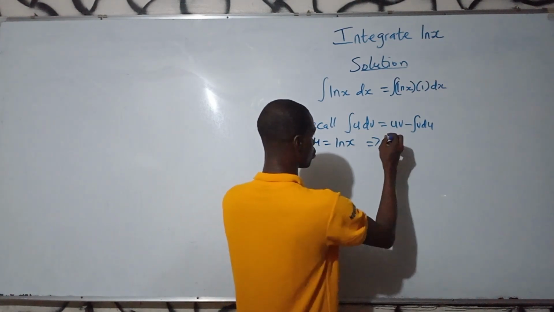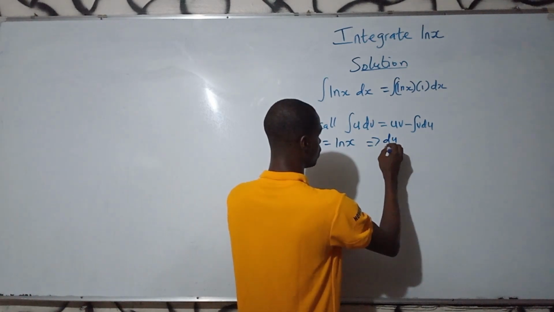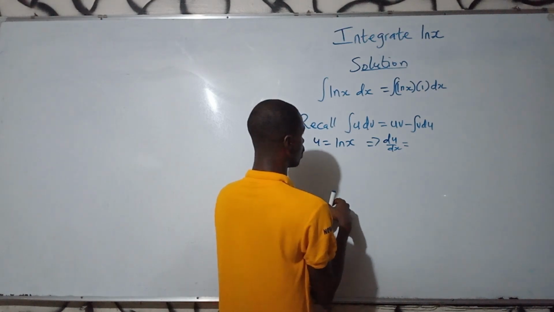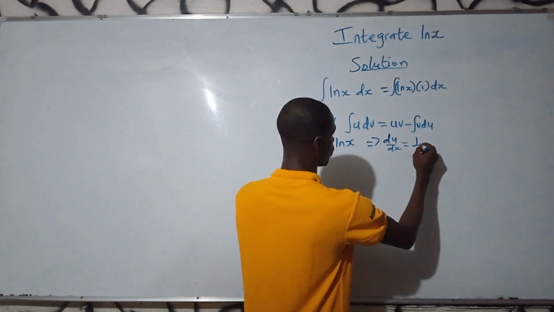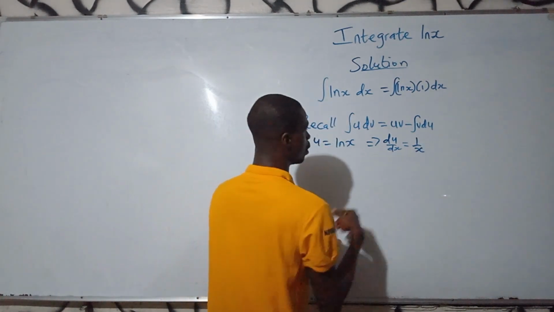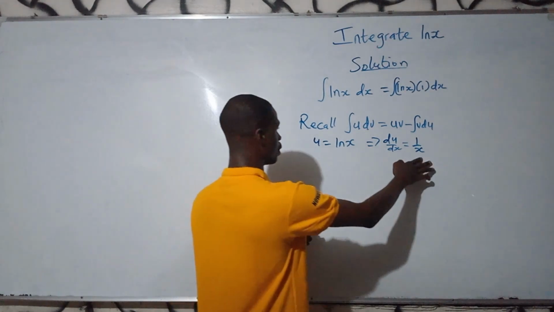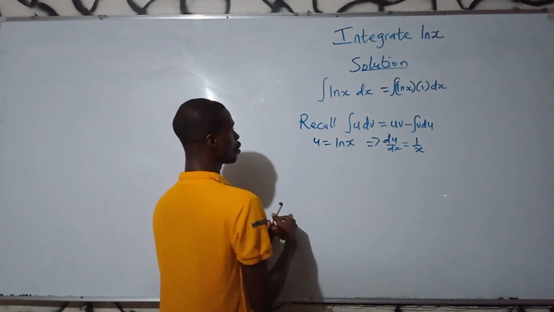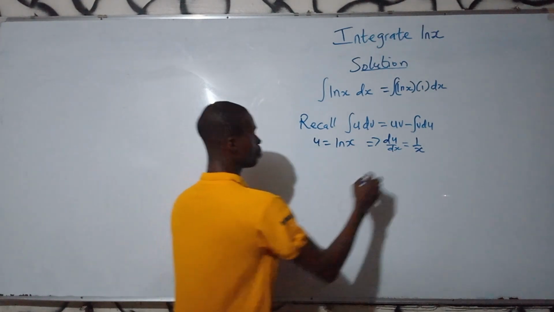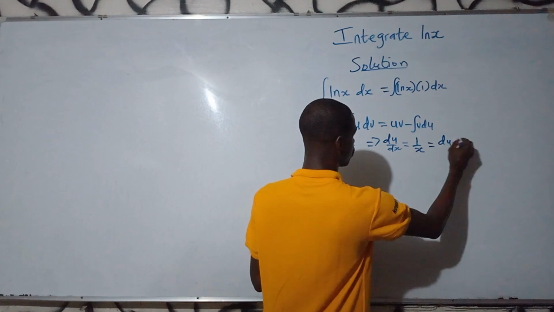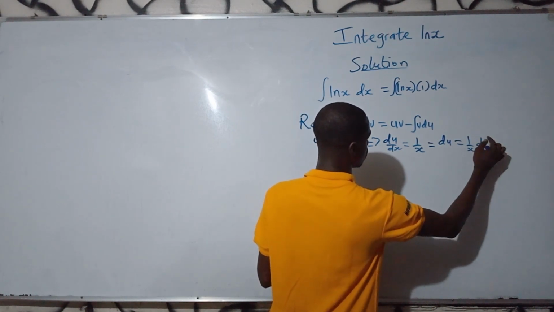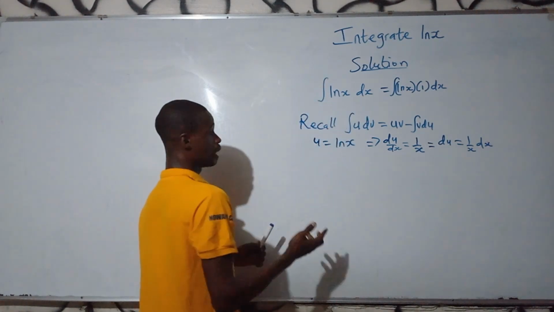From here, du is equals to what? du dx is equals to, we are differentiating with respect to x, which is equals to 1 over x. Do you get that now? It is 1 all over x. So that's our du. We can also solve for that by saying du is equals to 1 over x dx, right? So which is still correct. You get that now?